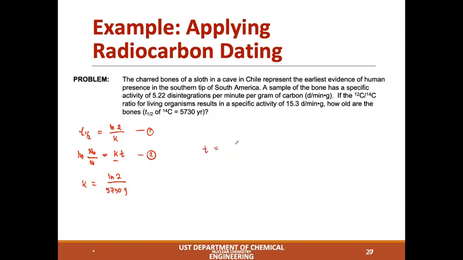So t is simply equal to the ln of the initial disintegration rate divided by the final disintegration rate, all over the reaction constant. Since we know both decay rates, we can say that it is the ln of 15.3 disintegrations per minute per gram divided by 5.22 disintegrations per minute per gram, all over ln of 2 over 5,730 years, which represents the reaction constant. And so the age of the bones should be 8,900 years.